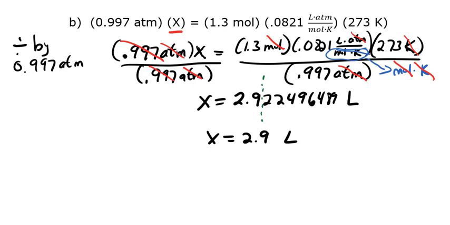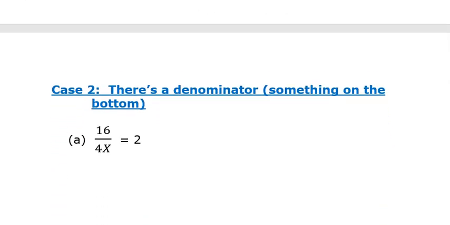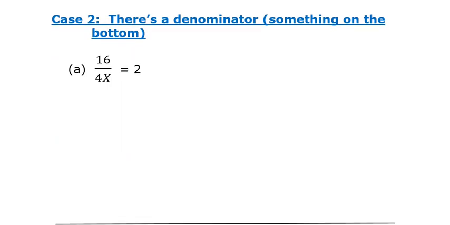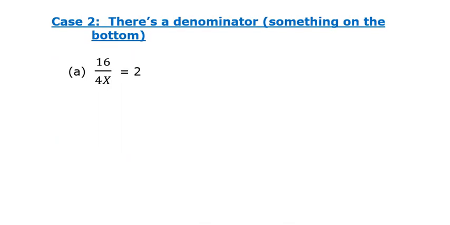So that was case 1, where there's nothing on the bottom, at least to start with. Now let's try case 2, where there is something on the bottom. There's a denominator on at least one side of the equation already when you start. And let's say further that in this case the x is in that denominator.